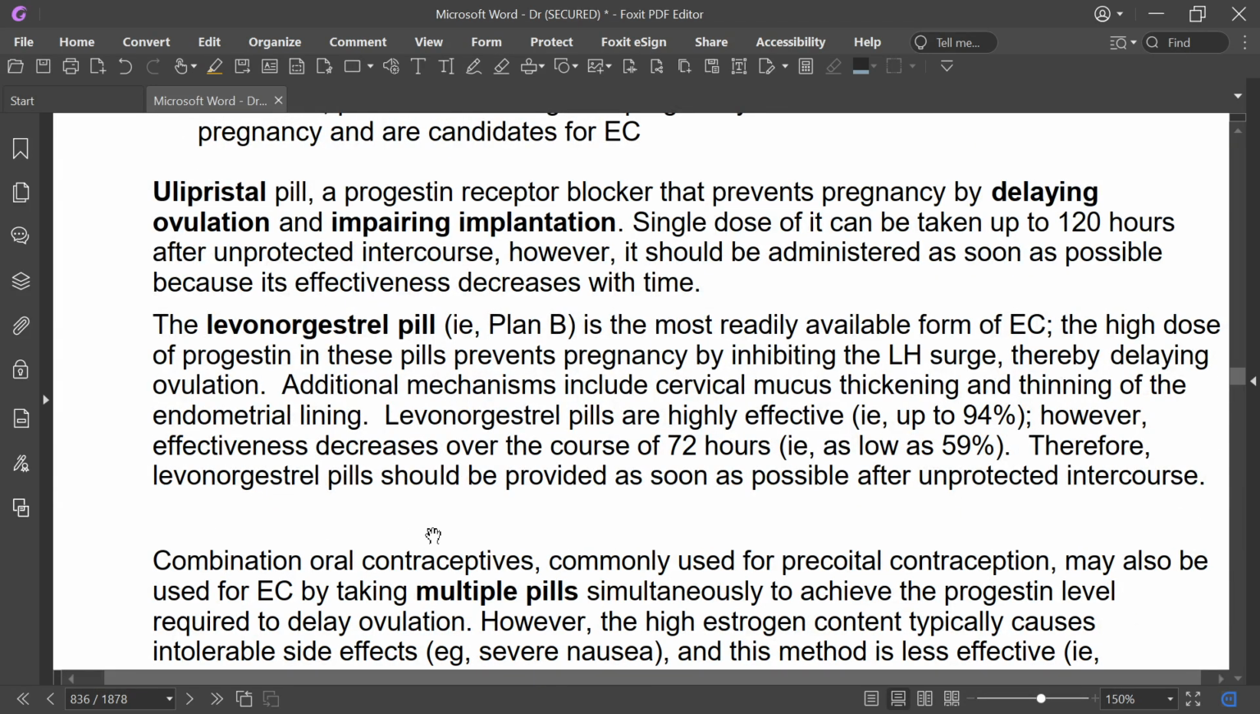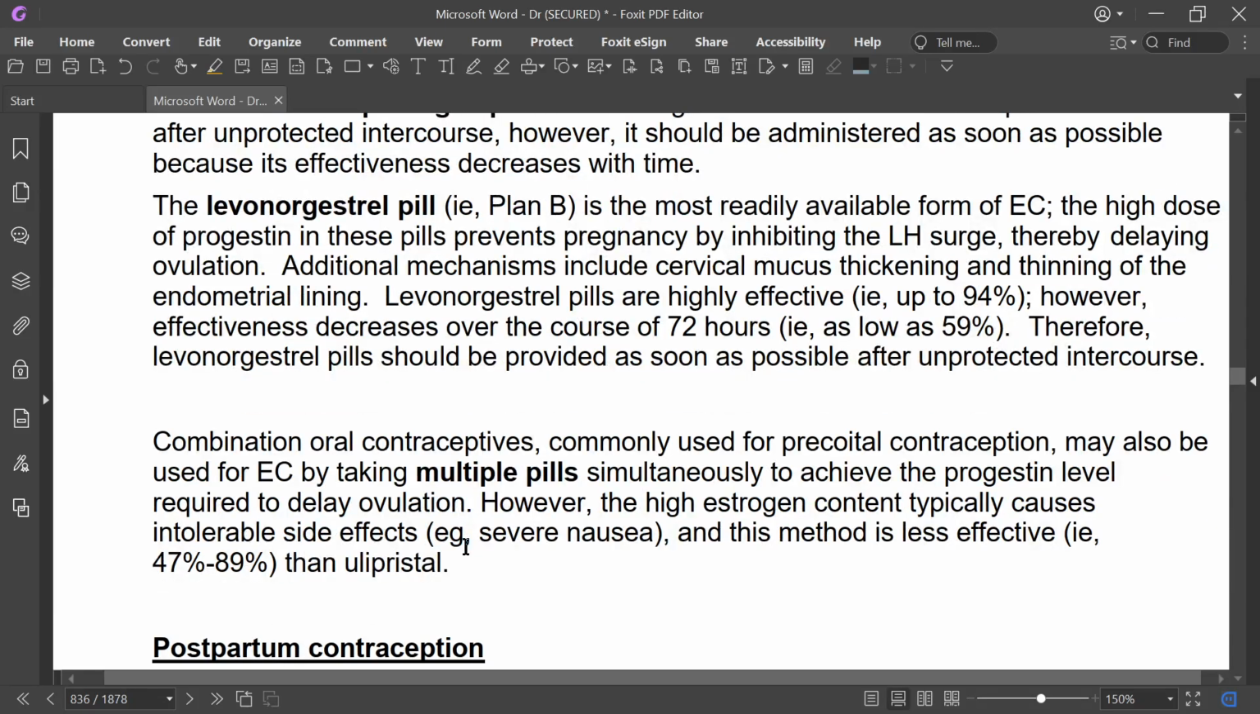Levonorgestrel is the most readily available form of emergency contraception. The high dose levonorgestrel in these pills prevents pregnancy by inhibiting LH surge and thereby delaying ovulation.